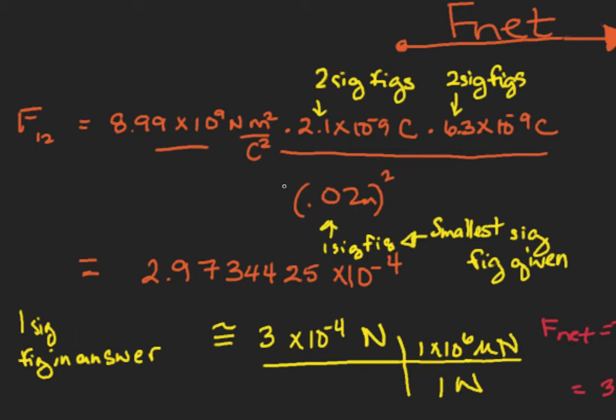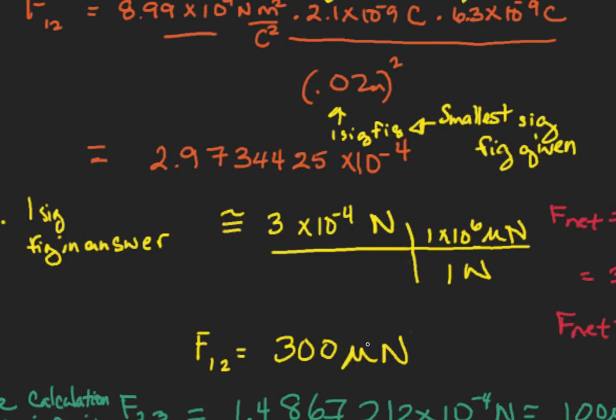Use the smallest number of sig figs in your answer when you're multiplying and dividing. So therefore we have 1 sig fig. So we take this number and round it up to 3, because the 9 tells us to move that to a 3. Then I decided to put it in units that are a lot more reasonable for us to write. You don't have to do this if you don't want to, but if you convert it into micronewtons, we get 300 micronewtons.